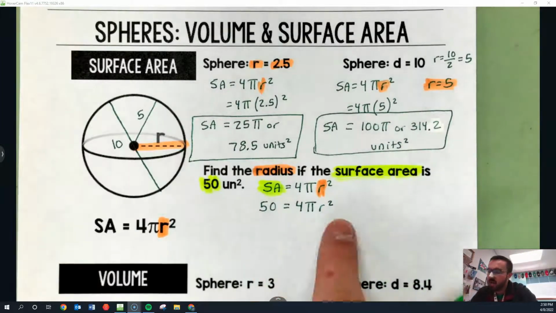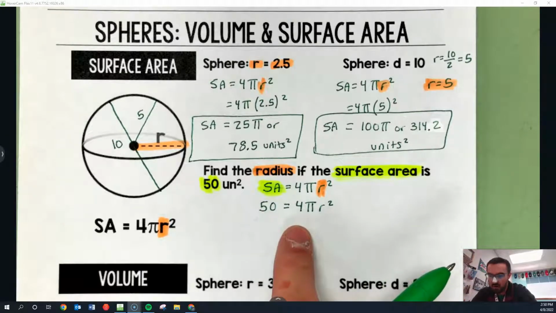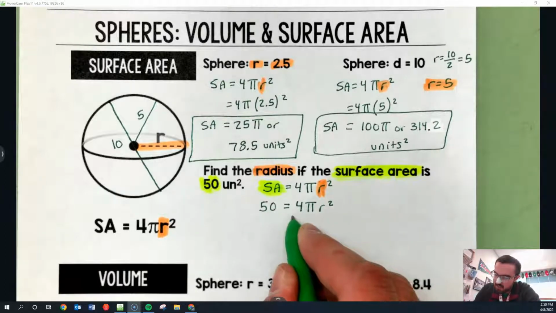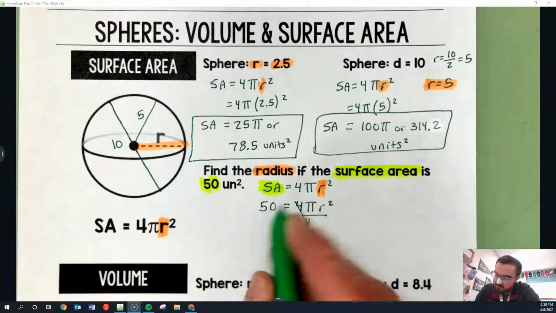Now we are left with an equation that we have to solve for r. Okay, so let's take this one step at a time. We can divide both sides by 4. See what we get.